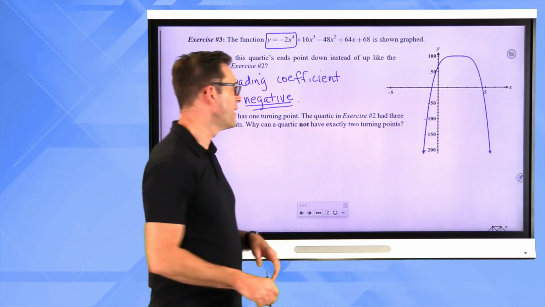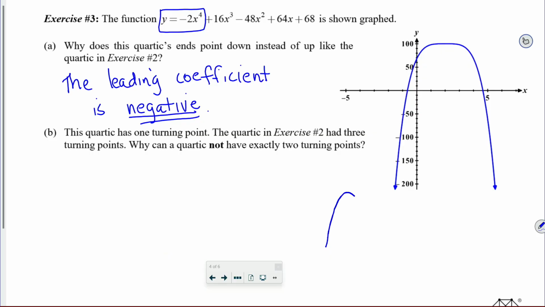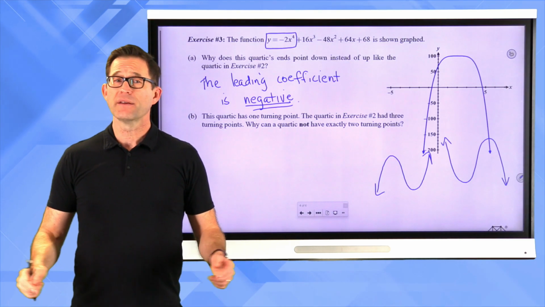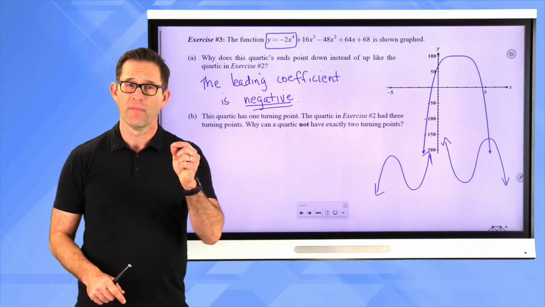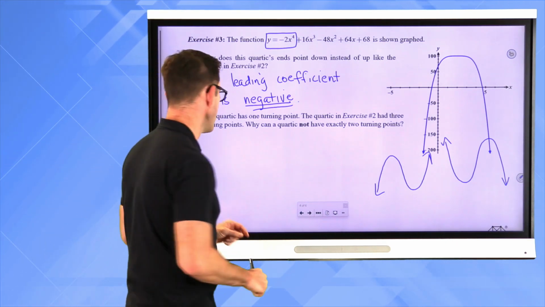Well, let's try to draw it. Maybe, okay, 1 turning point, 2 turning points. How about 1 turning point, 2 turning points? Well, if it had exactly 2 turning points, its ends would point in the opposite direction. But a quartic must have ends that point in the same direction.